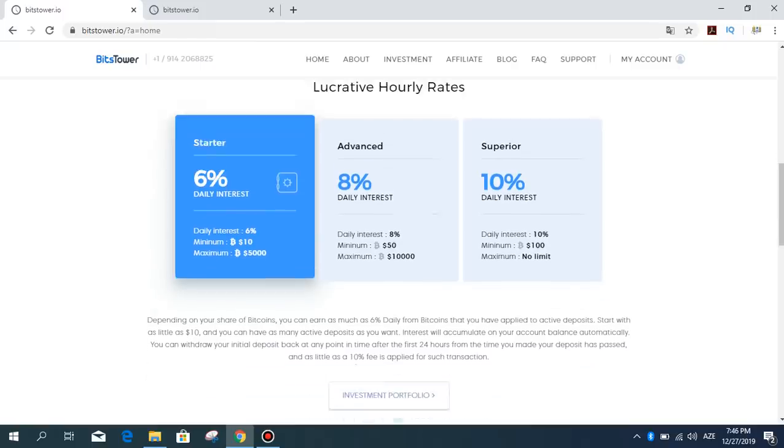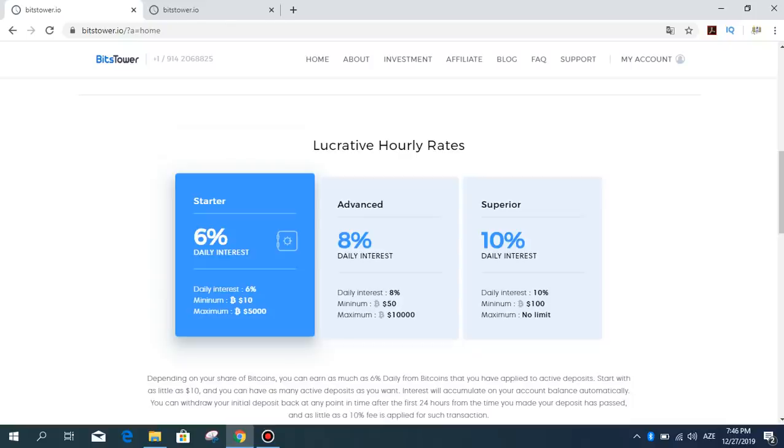Lucrative hourly rates, depending on your share of Bitcoin, so you can earn as much as daily from coins that you have applied to active deposits. Start with as little as $10 and you can have as many active deposits as you want. Active packages: starter, advanced and superior package. The starter plan pays 6% daily interest, the advanced plan 8% daily interest, and the superior plan 10% daily interest.